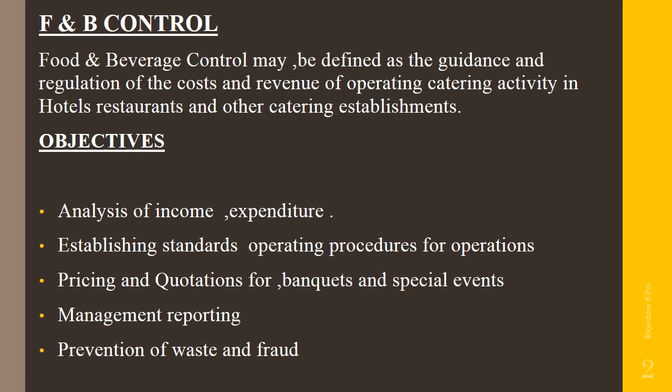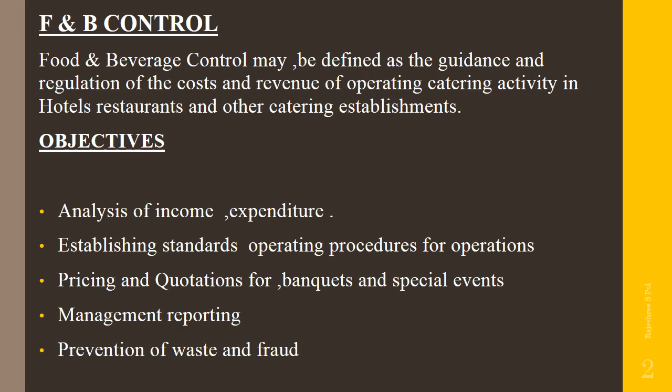The next objective of F&B control is management reporting or management information. A system of control has an important task to fulfill in providing accurate, up-to-date information for the preparation of a periodical report for management. This information should be sufficient so as to provide a complete analysis of performance for each outlet of an establishment for comparison with the standards which are previously set by the establishment.